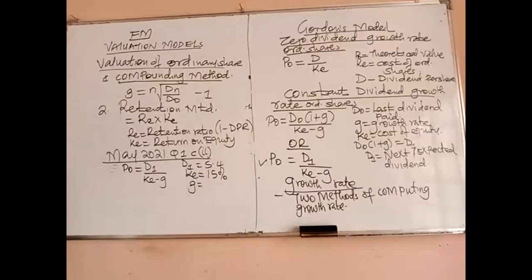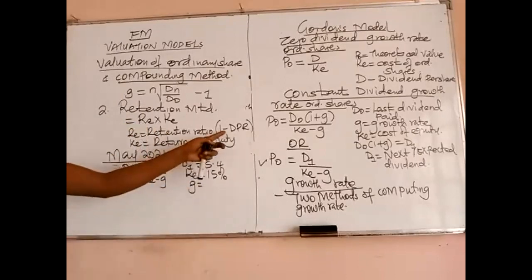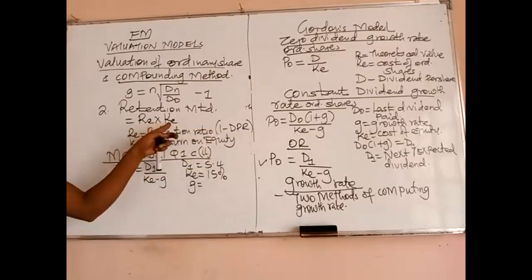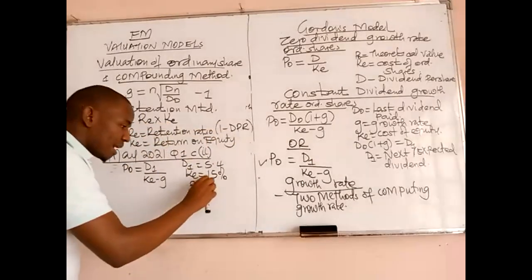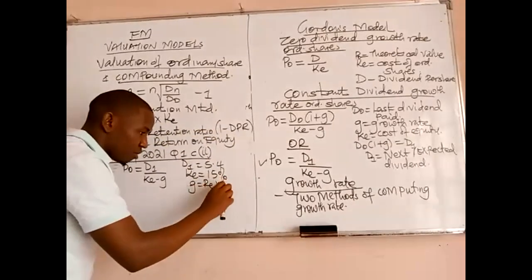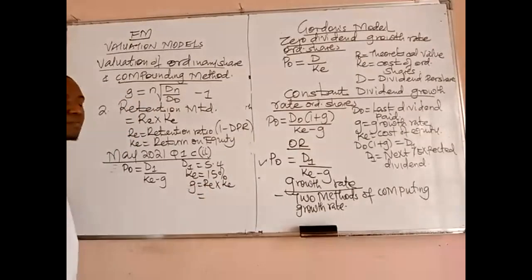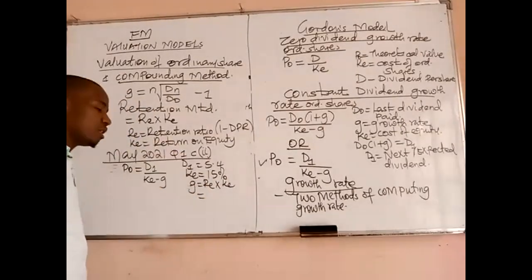The growth rate. Which method are we going to use? The retention model, because we know we've been given the dividend payout ratio. And the dividend payout ratio will help us to get the retention ratio. So we have this retention ratio multiplied by the required return on equity, which in this case is b multiplied by Ke. Or the retention ratio is how much?